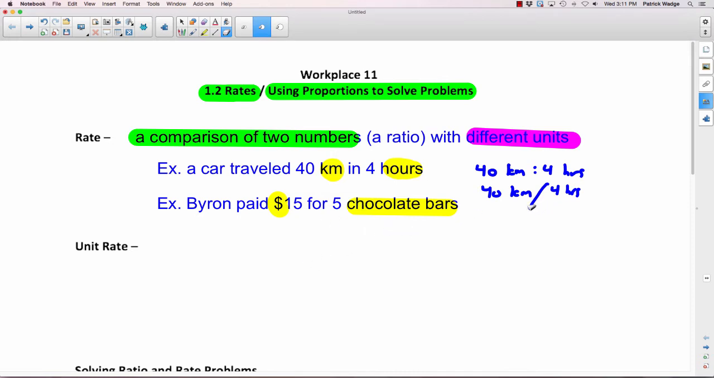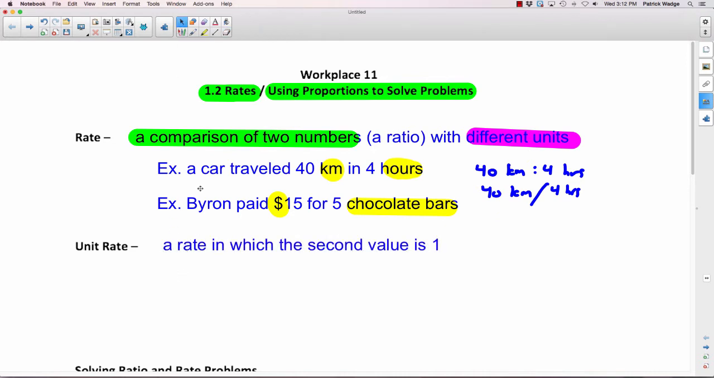Alright, so again, it's kind of weird to be talking about $15 for 5 chocolate bars, right? If someone says, how expensive are the chocolate bars? You wouldn't say it's $15 for 5 chocolate bars. You'd want to know how much it costs for 1 chocolate bar, right? And same here, if someone said, how fast were you traveling? You wouldn't say, oh, I was going so fast, I was going 40 kilometers in 4 hours. You would tell them how far you went in 1 hour. Well, this gives us the idea of unit rate.